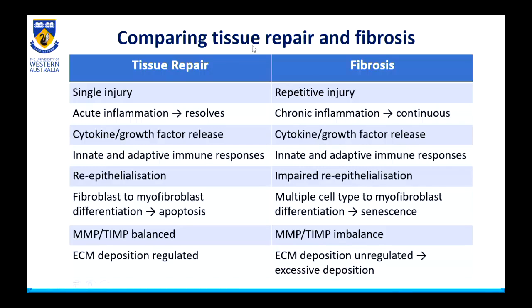So let's compare tissue repair and fibrosis. In normal repair and then fibrosis, we've got a single injury maybe with tissue repair, but a repetitive injury with fibrosis. You've got acute inflammation which resolves in repair. In fibrosis, it leads to chronic inflammation, which is continuous. You get release of cytokines and growth factors. Well, you do in fibrosis as well.